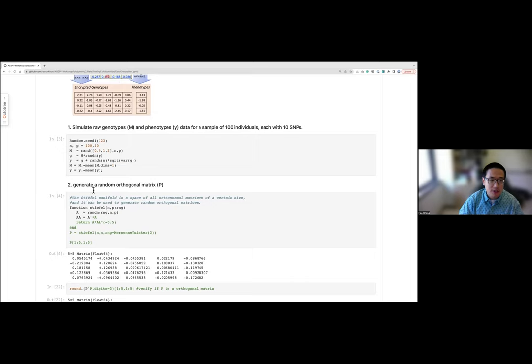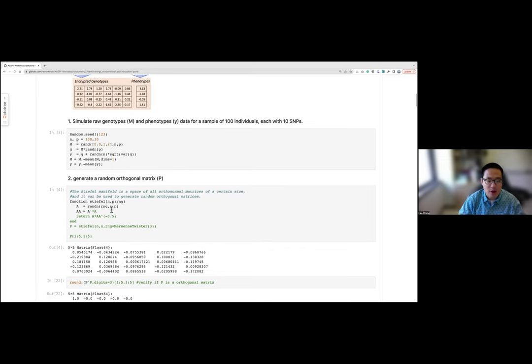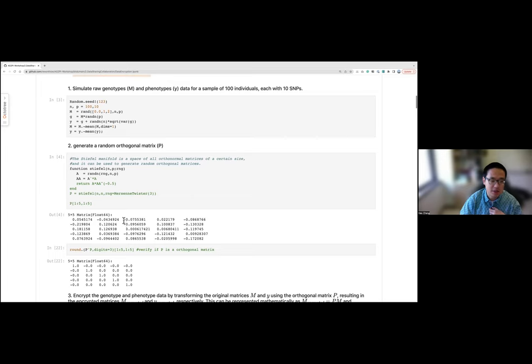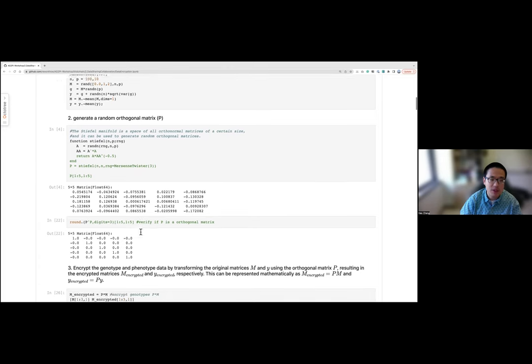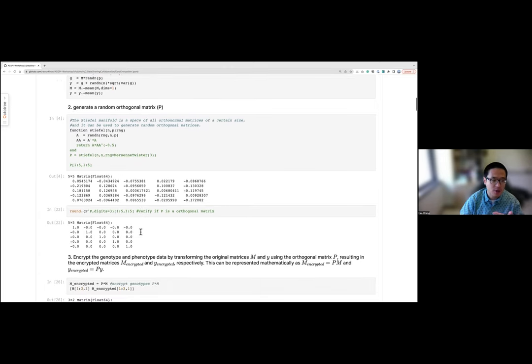In step two, I just generate a random orthogonal matrix. There are many different ways to generate a random orthogonal matrix, but here we are using a method called Stiefel manifold. I call it P, and I show you the numbers in the first five rows and first five columns. Those are just some numbers, but one property is that P is an orthogonal matrix. So if I do P transpose P, I get an identity matrix. If you look at this matrix, we have ones on the diagonal and all zeros off the diagonal.